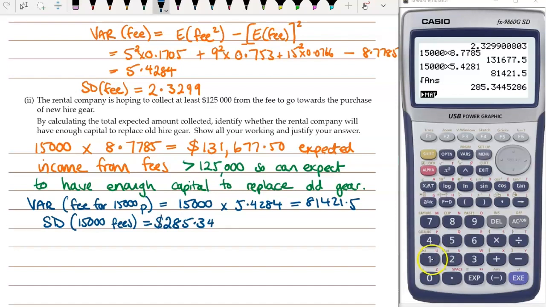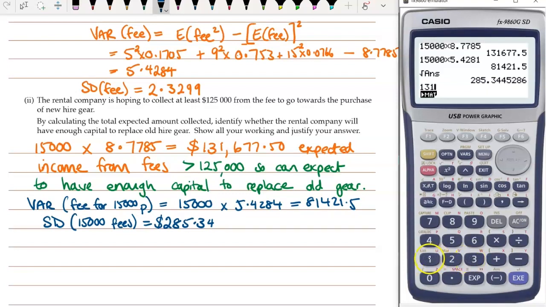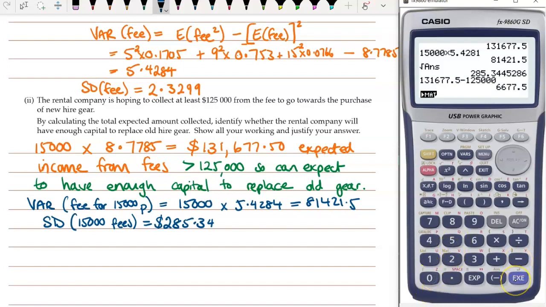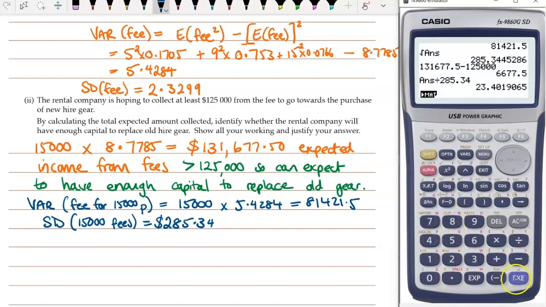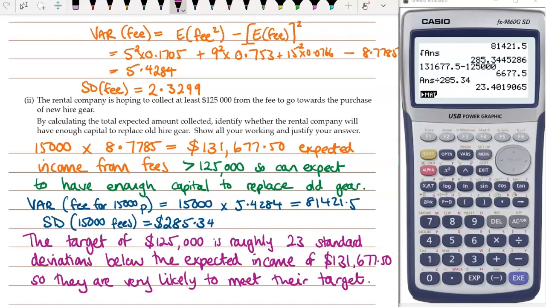So if we work out the difference between the expected amount and their target, we can see how many standard deviations difference that might be. So dividing it by 285.34 is 23 standard deviations off of the target. That's huge. Because the standard deviation relatively is quite small, it's very unlikely that they would not meet that target. And so there's the full write-up of that last bit.